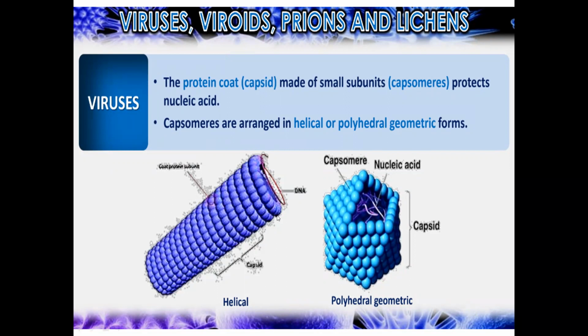These are called capsomeres. A group of capsomeres will form a capsid, and inside there will be nucleic acid. So the function of this protein coat is to protect the nucleic acid or the DNA. Capsomeres are arranged in helical or polyhedral geometric form, or it is spherical, that is helical.